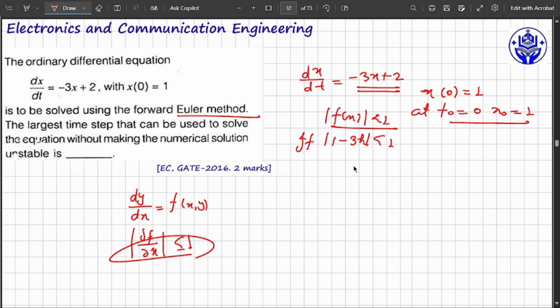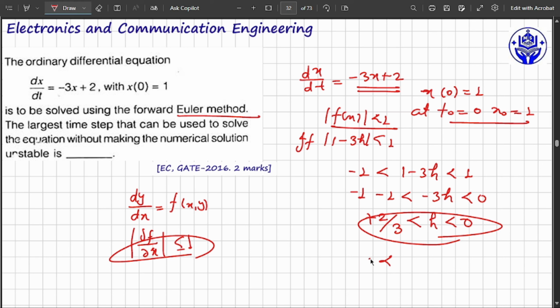If I remove the mod, then it will be minus 1 less than 1 minus 3h less than 1. If I subtract 1 from each, I can write 1 minus 1 less than, it is minus 3h less than 0. If I divide by minus 3, it will be 2 by 3 less than h less than 0. So it is something like this, 0 less than h less than 2 by 3.